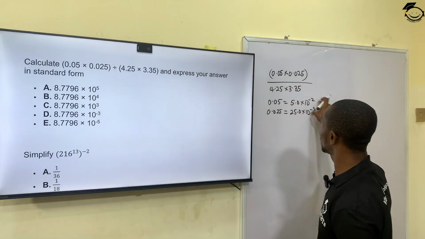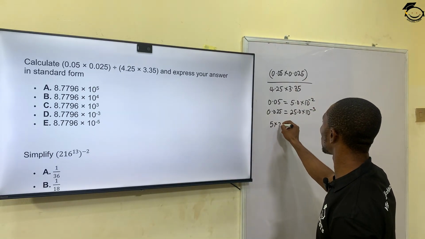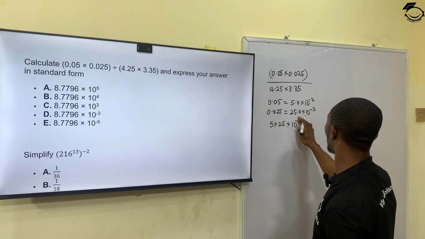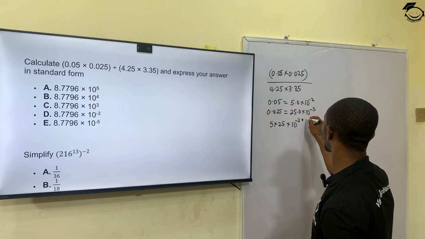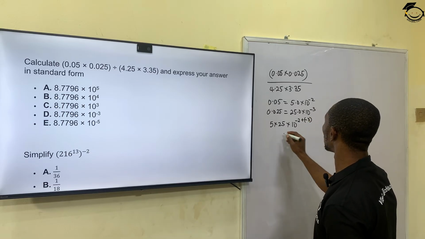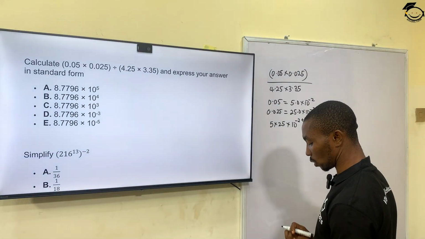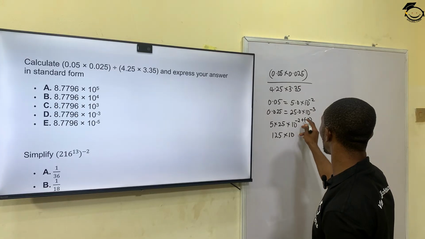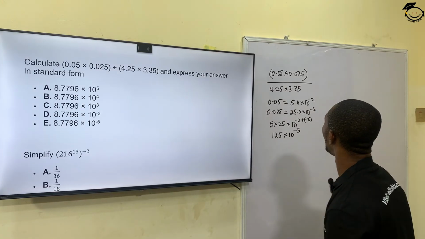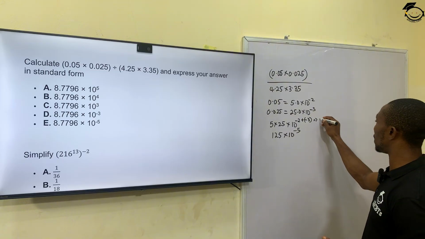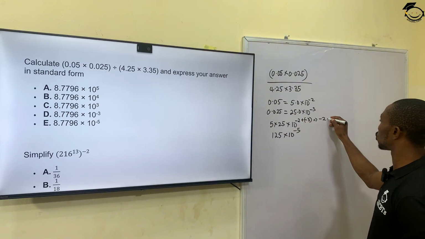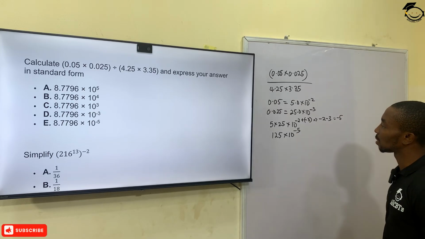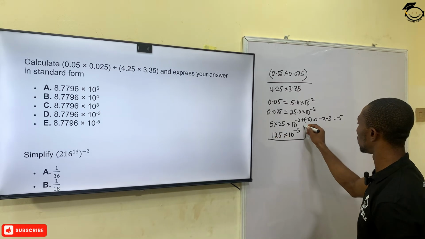Okay, now bringing these two together, this becomes 5 times 25 times 10 raised power minus 2 plus minus 3. So 5 times 25 will give us 125, so this will give us 125 times 10 raised power minus 5. Now remember that for this, it will be minus 2 plus minus 3, which will give us a minus 5. All right. Now this is for our numerator.